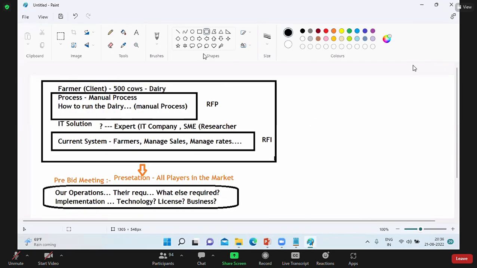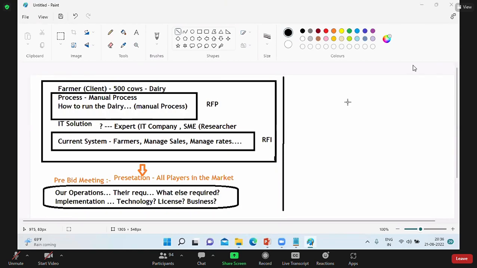It could be anything. One simple doubt. As you said, in the IT solution RFI, suppose the client has come to Infosys and they have given the IT solution RFI. Now, in the pre-bid meeting, they will also be one of the players in the market. They can, yes, they can.